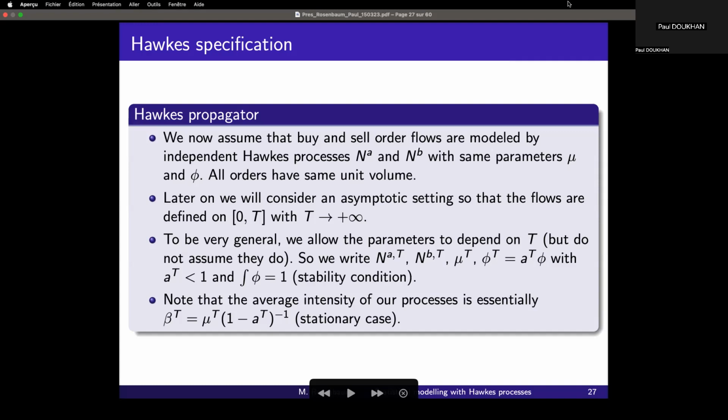I'm a little lost by the way you are modeling. For me, the Hawkes process, as we discussed 20 minutes ago, is the number of events. And here it's a value. Yeah, so there's a problem there.